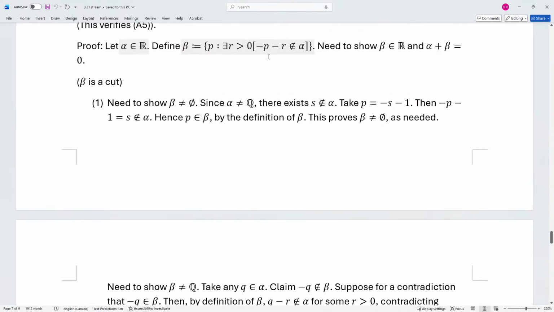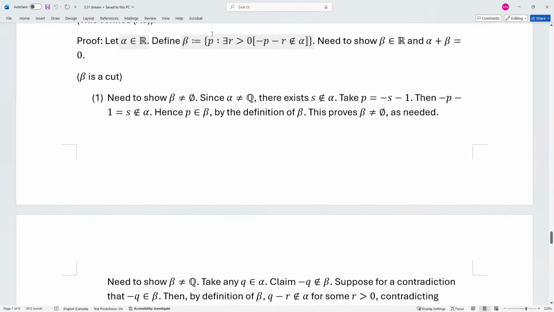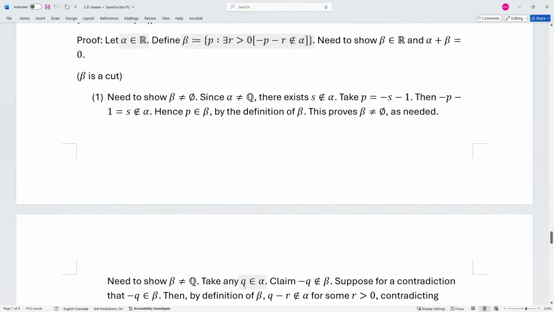Here's how we define the minus. We need to show that this is not the whole Q, so I take any Q in alpha. We claim that minus Q is not in. Square root of 2 is not in 1R. Therefore, 1 over 1R is not Q.